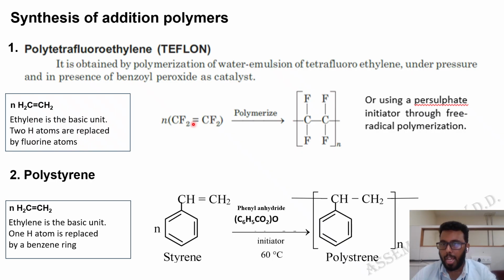So tetrafluoroethylene is polymerized in the presence of benzoyl peroxide catalyst. A catalyst is always important. Or instead of benzoyl peroxide, you can use persulfate as an initiator. Instead of water emulsion polymerization, you can use radical polymerization. Persulfate will initiate, produce a radical, and it can initiate the polymerization, so that will be free radical polymerization. This is the structure of Teflon. Fluoride groups are always hydrophobic. That's why this material is highly hydrophobic.